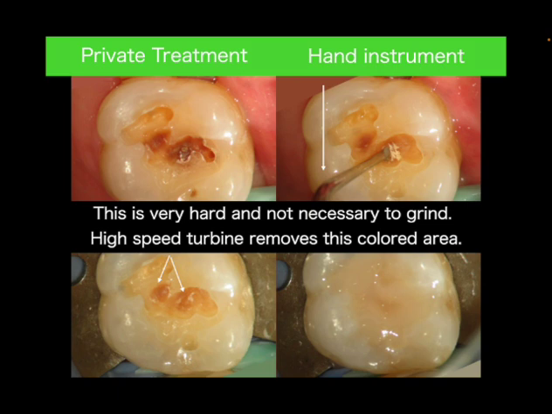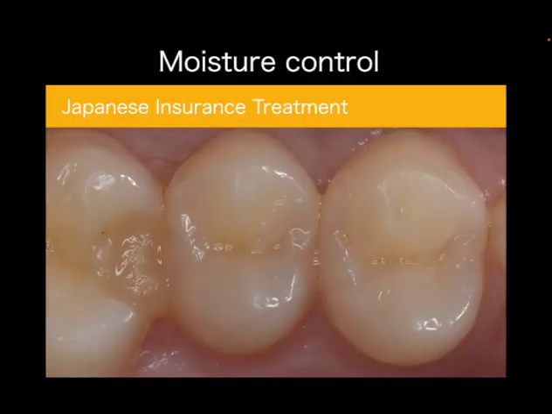All the procedures are done under the rubber mask and the microscope. The white plastic material was used to fill the cavity. The rubber mask is essential to prevent the wet surface.